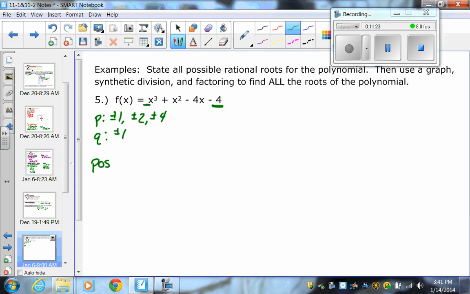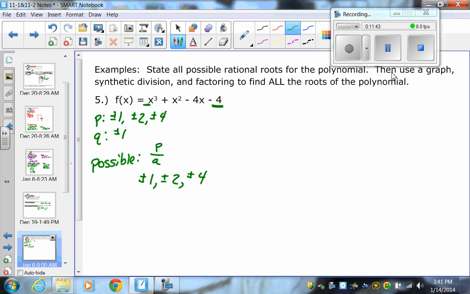All of your possible roots come from doing p over q. So we have 1 over 1, which is just 1, 2 over 1, which is just 2, and 4 over 1, which is just 4. So these are all of our possible roots.